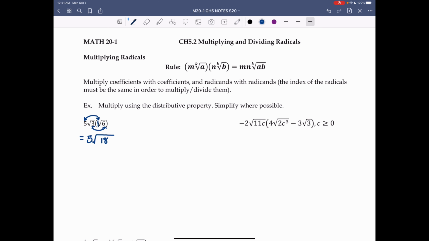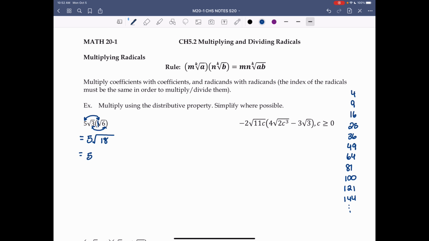We want to simplify this. Let's make a list of our perfect squares. 2 squared is 4, 3 squared 9, 4 squared 16, 5 squared 25, 6 squared 36, 7 squared 49, 8 squared 64, 9 squared 81, 10 squared 100, 11 squared 121, 12 squared 144, and so on. I want the biggest perfect square that divides 18. Half of 18 is 9, so it can be no bigger than 9. And I see that 9 is a perfect square, so that's going to be my number.